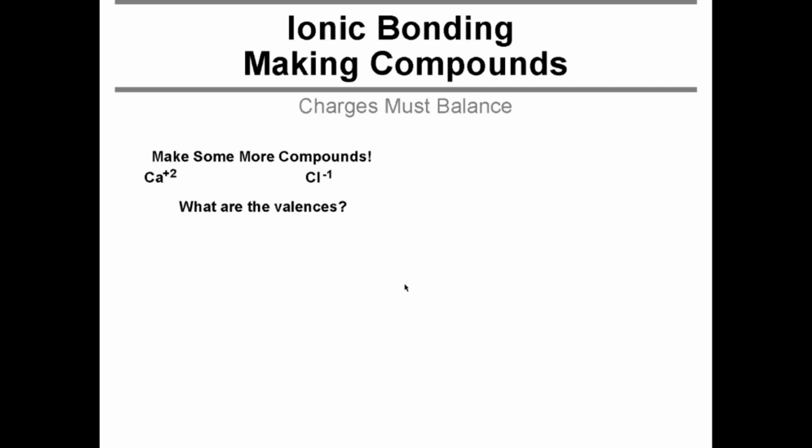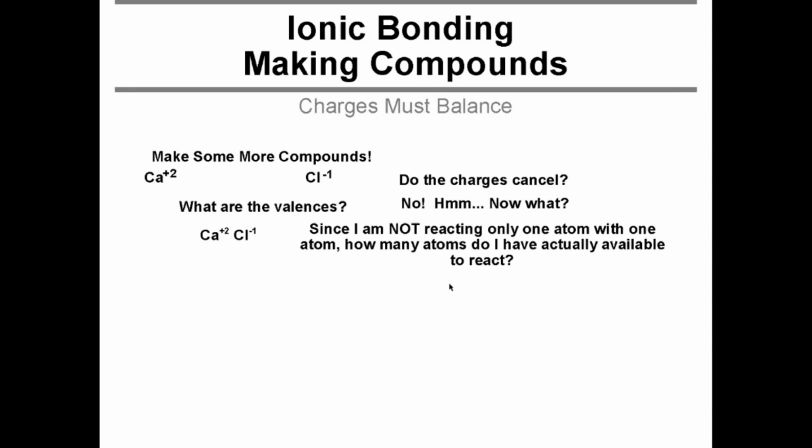So what does that mean? Well, that means we need to come up with a little trick. We're not stuck. But remember, when these combinations happen, it is not just a single atom reacting with another single atom. We have a pool of almost limitless calcium ions, and we have a pool of limitless chloride ions, and therefore if they do not cancel, we can borrow another atom.